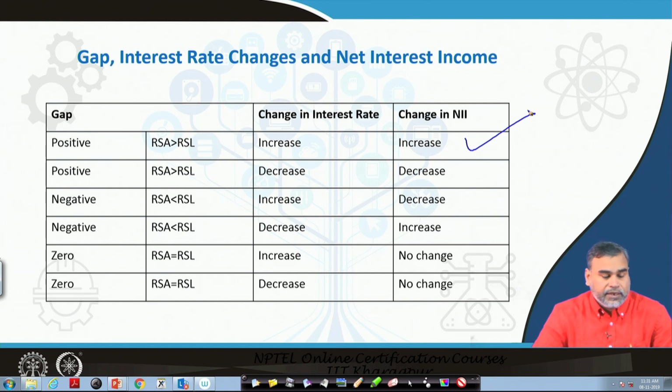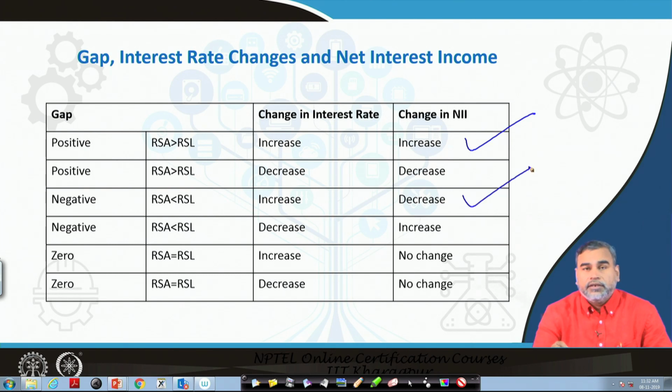Now we are talking about a negative gap, where your RSA is less than RSL. If the interest rate is increasing, then your net interest income will decline. And if it is the reverse, if the gap is negative but the interest rate is decreasing, then the net interest income will increase.